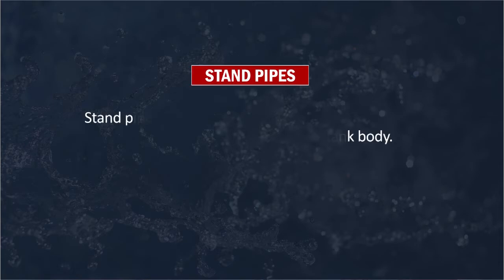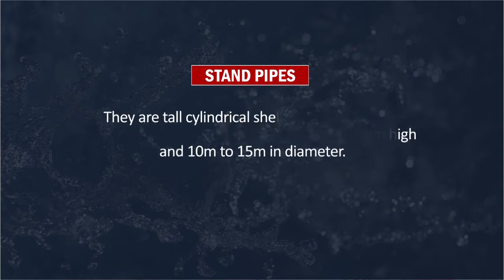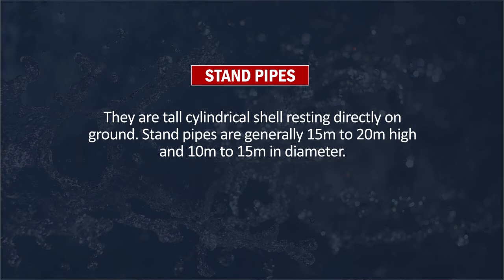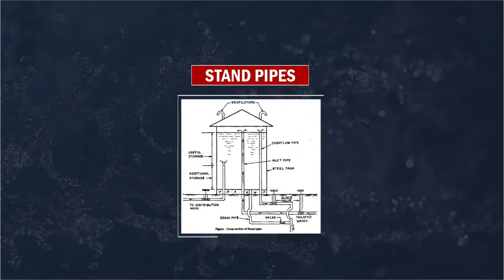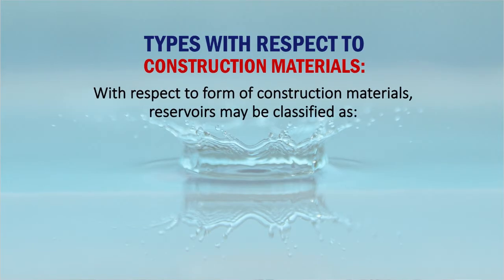Standpipes. Standpipes are a kind of elevated tanks without any supporting towers for resting the tank body. They are tall cylindrical shells resting directly on the ground. Standpipes are generally 15 to 20 meters high and 10 to 15 meters in diameter, as seen in the right picture.